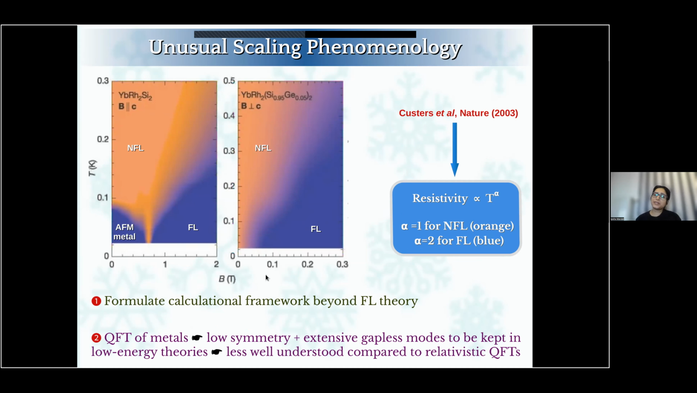Now, all these experimental observations lead us to argue that we indeed need a calculational framework beyond the Fermi liquid theory. Typically, we condensed matter physicists, when we want to write down the quantum field theory of metals, this is harder and less well understood compared to the relativistic quantum field theories that we find in the textbooks. Because in these condensed matter systems, we have a lower amount of symmetry, and then we have this extensive number of gapless modes, which have to be kept in the low energy effective action.